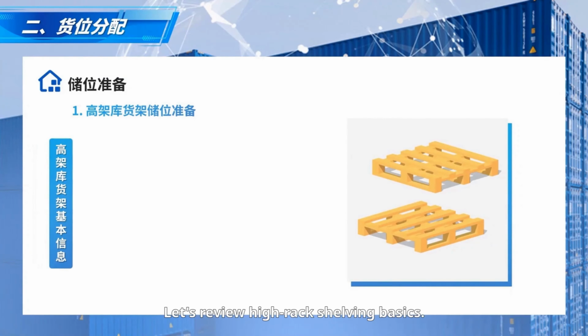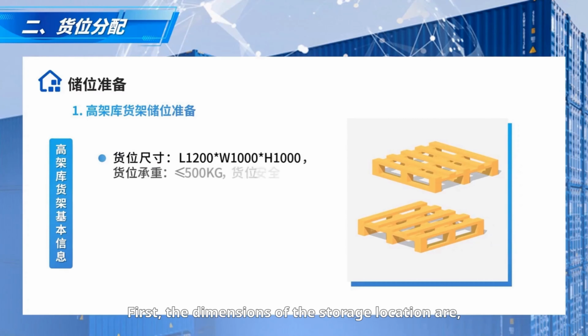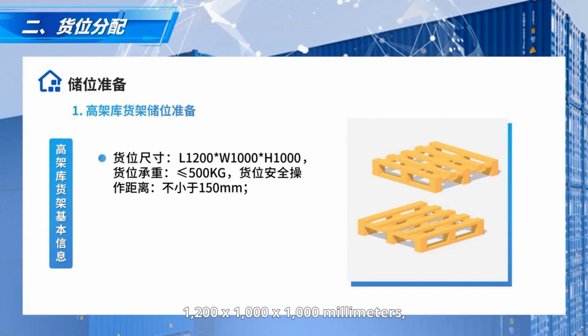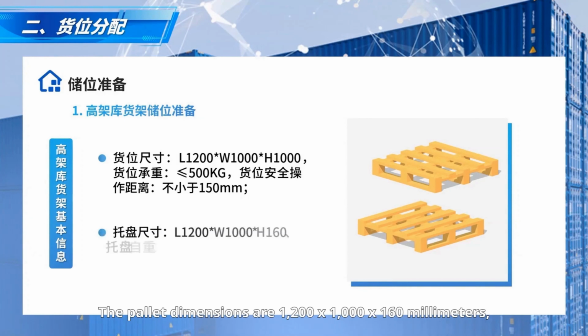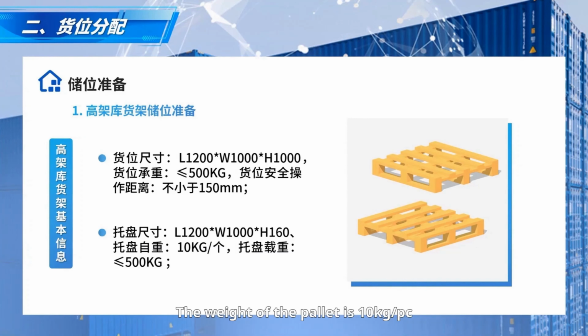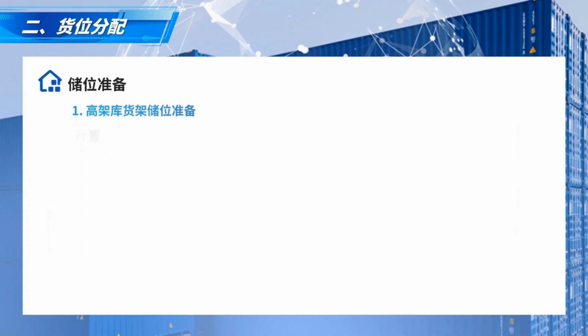Let's review high rack shelving basics. First, the dimensions of the storage location are 1,200 x 1,000 x 1,000 millimeters. Location load capacity, up to 500 kilograms. Safe distance, at least 150 millimeters. The pallet dimensions are 1,200 x 1,000 x 160 millimeters. The weight of the pallet is 10 kilograms. The load of the pallet is less than or equal to 500 kilograms.